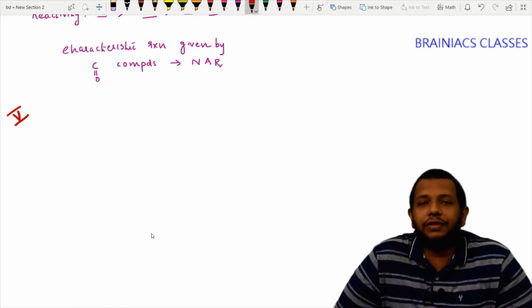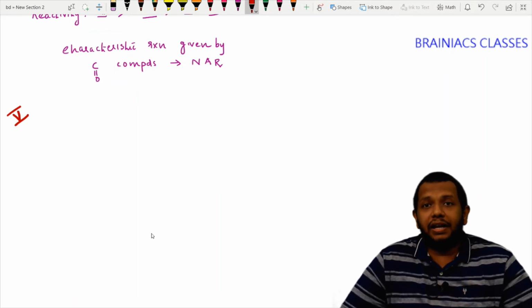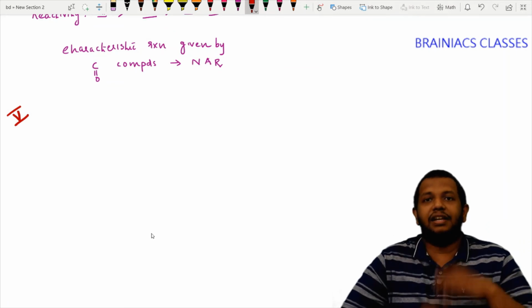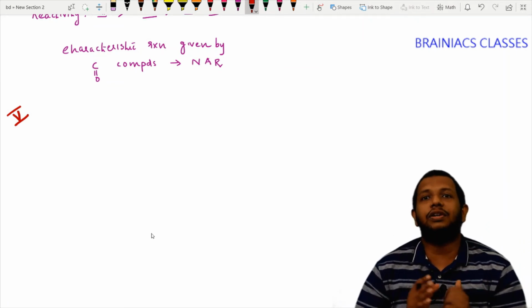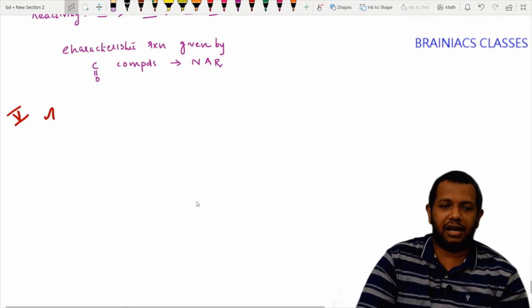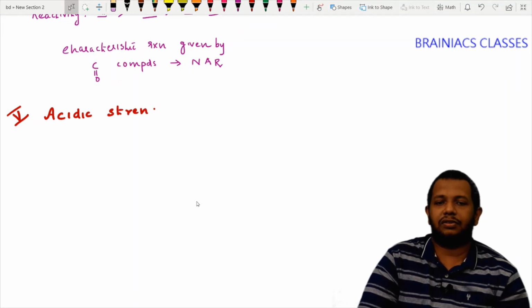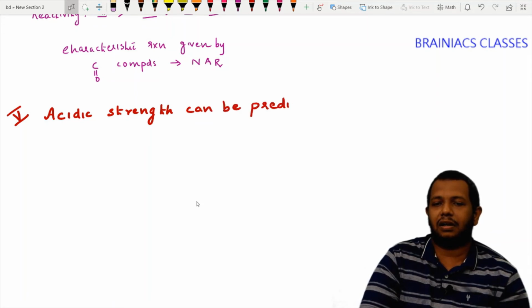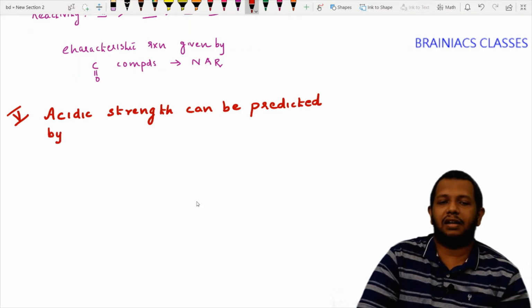The 5th application here is that you can predict the acidic nature or acidic order of carboxylic acids using inductive effect. So I can say acidic strength can be predicted by the I effect, the inductive effect. So let's see how to do that.